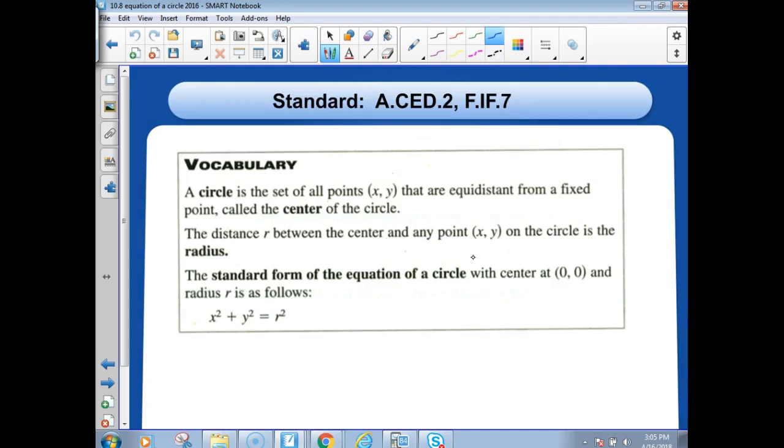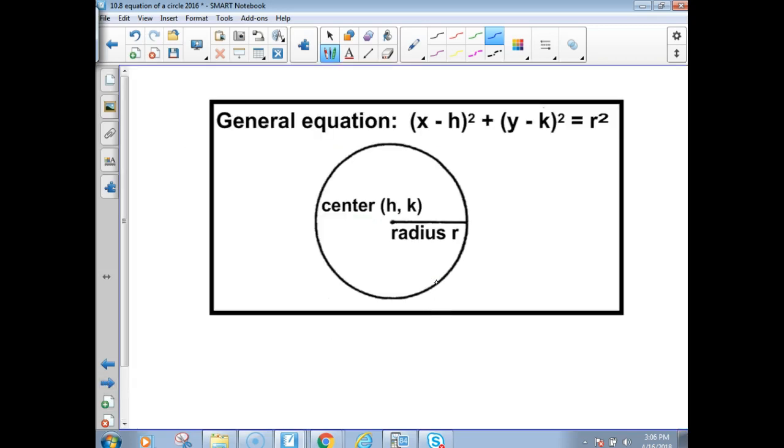This is just a reiteration of if you have a circle, which is a set of points equidistant from a fixed point called the center. The radius is the distance between the center and a point on the circle. The equation for a circle with center at (0, 0) is x squared plus y squared equals r squared. Then in the next box, we have it if the center has moved.